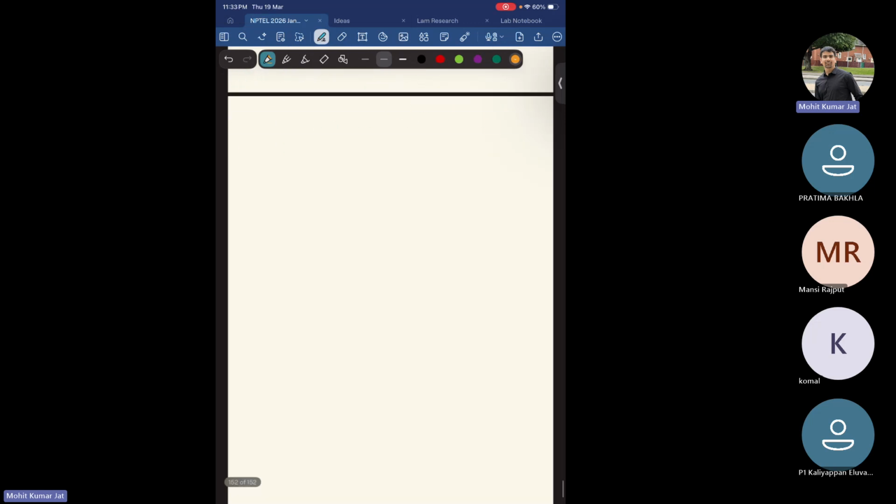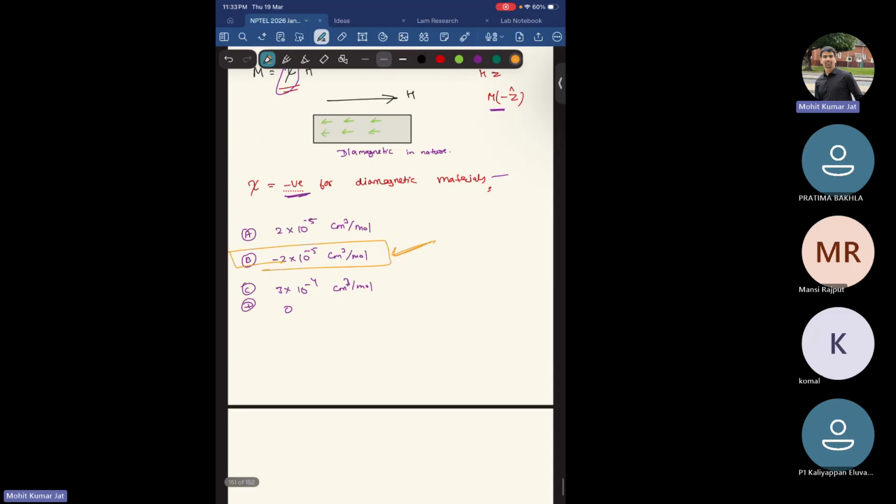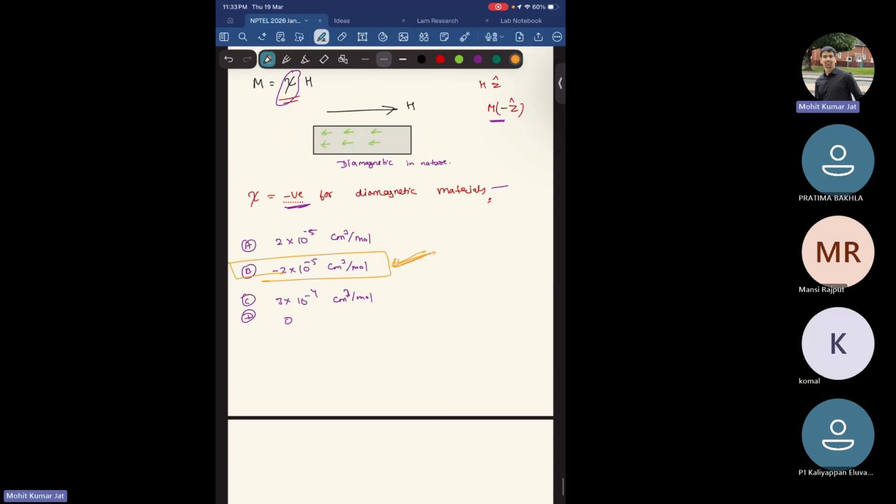Now moving on to the next question. How to estimate the numerical number? Here it could be easily identified with the sign of the susceptibility. But in some questions we might be asked to evaluate the susceptibility quantitatively, not qualitatively.